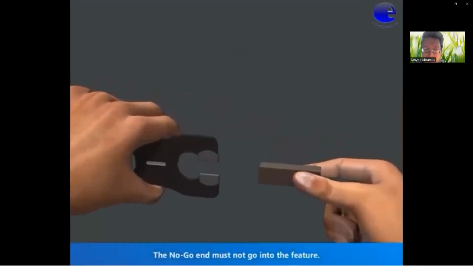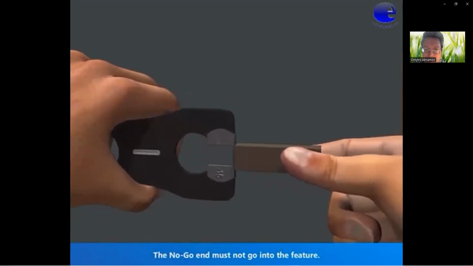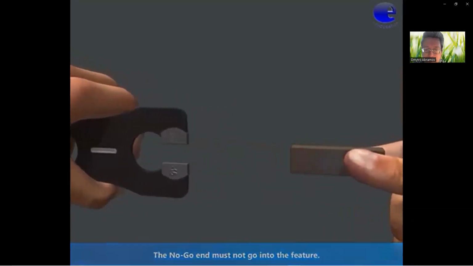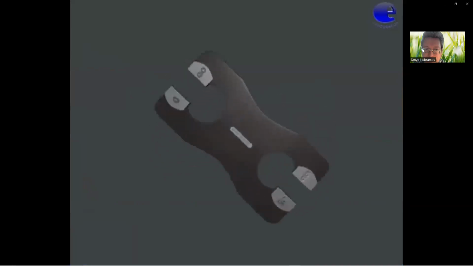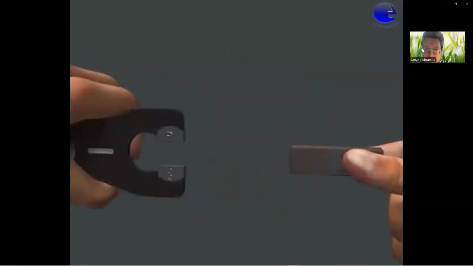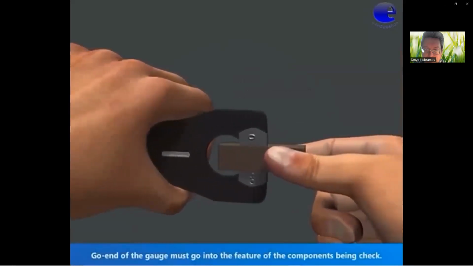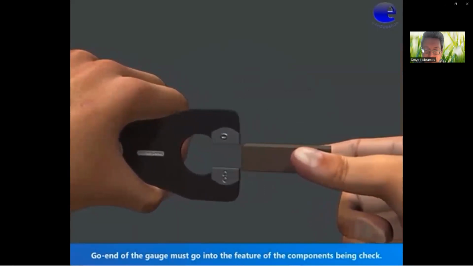The no-go end must not go into the feature. The go end of the gauge must go into the feature of the components being checked.